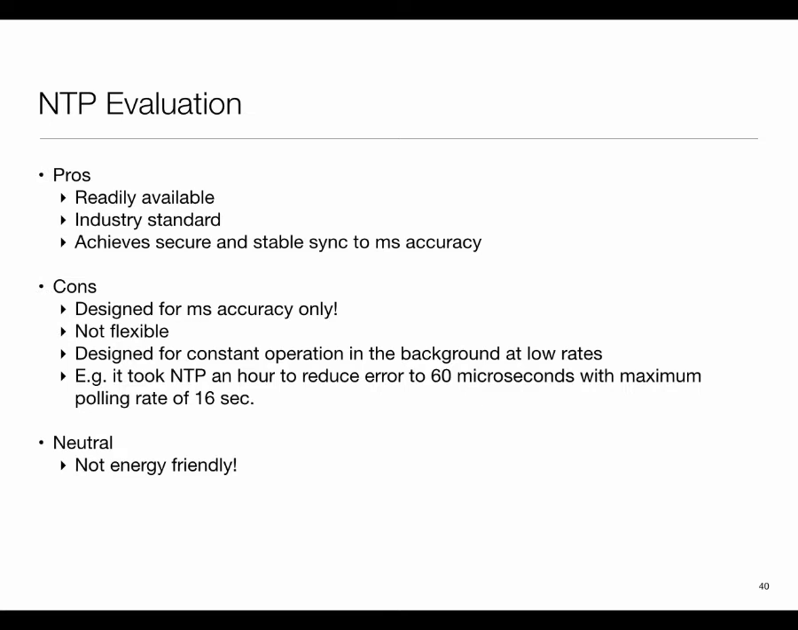For example, using an NTP type protocol, it takes an hour to get the error down to 60 microseconds if you're polling at a rate of 16 seconds, and you don't poll at the rate of 16 seconds. Most of our laptops usually would poll like once a day or something like that. If everyone polled every 16 seconds, that traffic would cause problems. Not very energy friendly either.